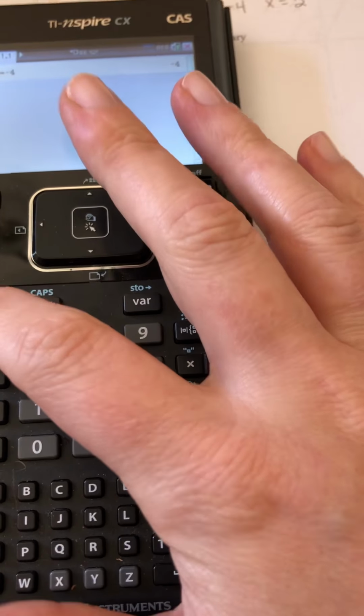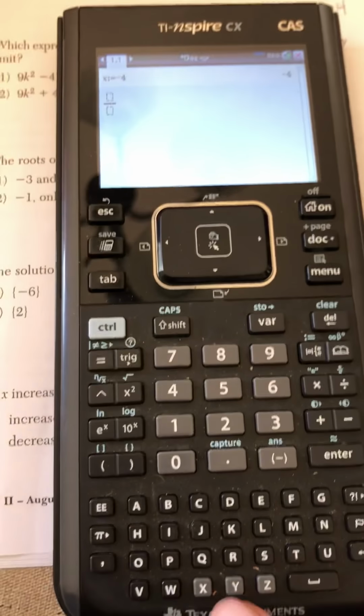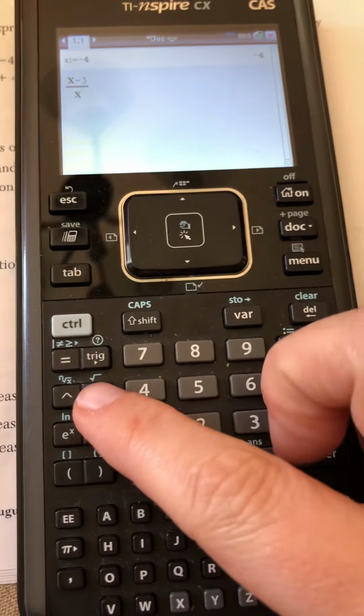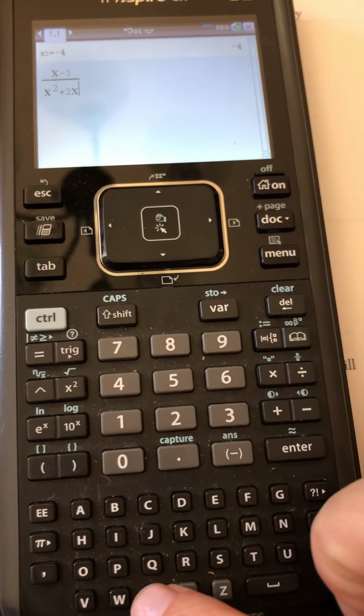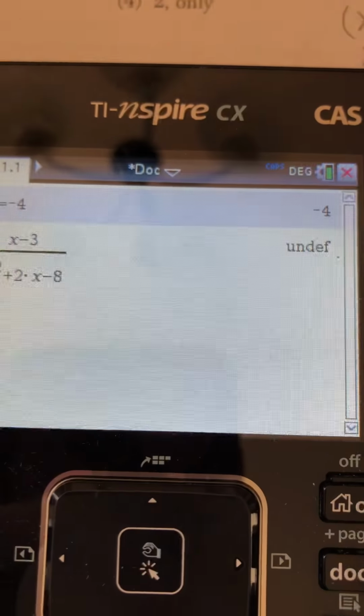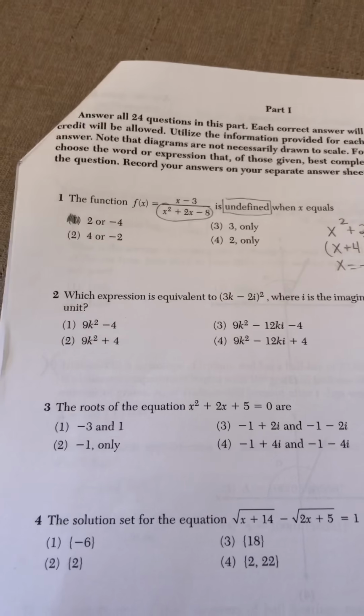And then to cheat this, you type in the fraction that was given to you: x minus 3 over x squared plus 2x minus 8. Boom. And it says undef. That's short for undefined. So that's your cheat way to determine that number 1 is, in fact, the answer.